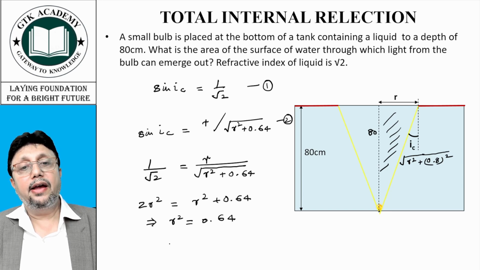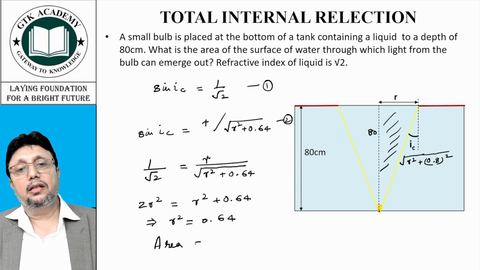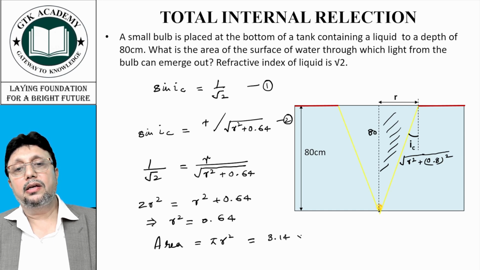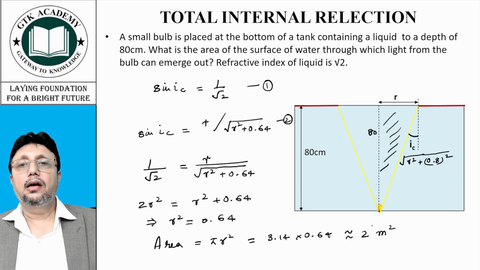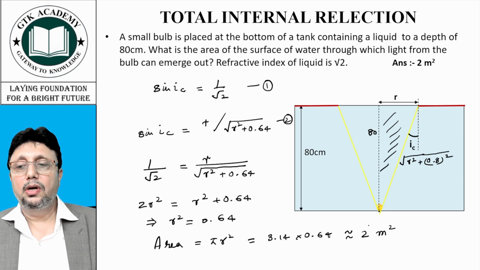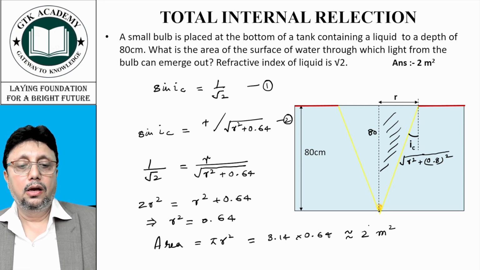Now they require the area. So area of the surface which is shining, that is equal to pi R square, because it's a circle. If we take the value of pi as 3.14 and R square is 0.64, so this comes out to be roughly 2 meter square. So let's check the answer, and the answer is 2 meter square.